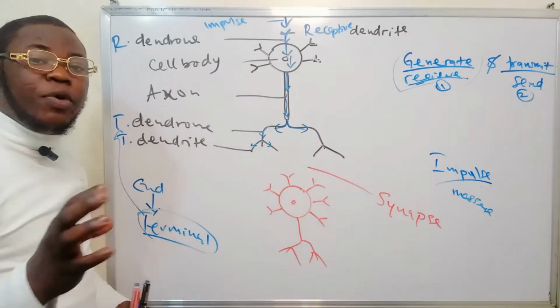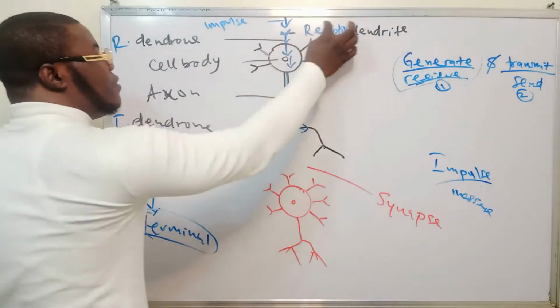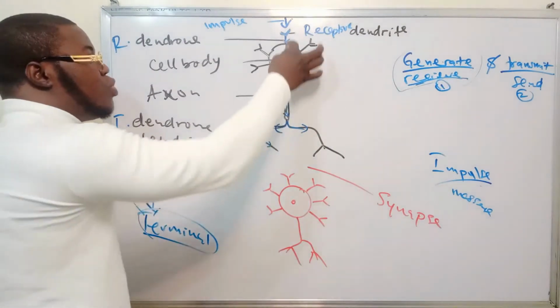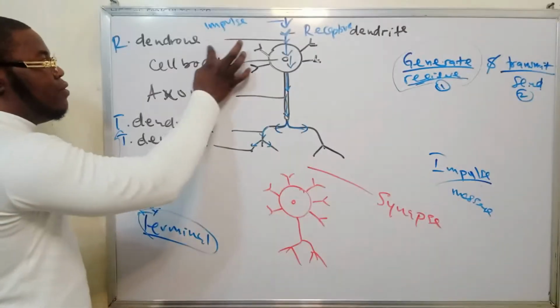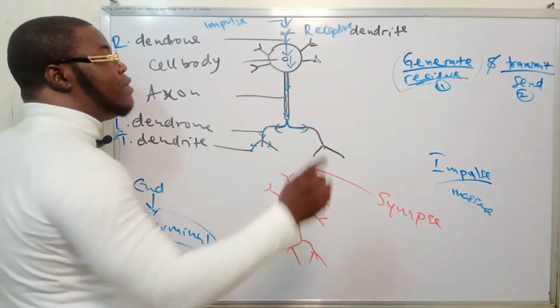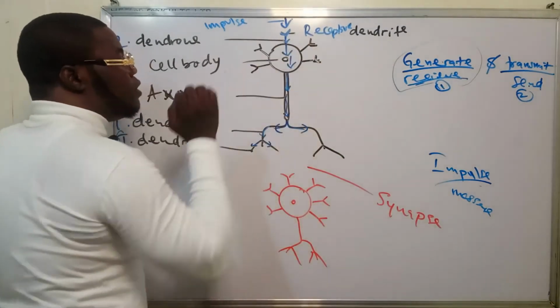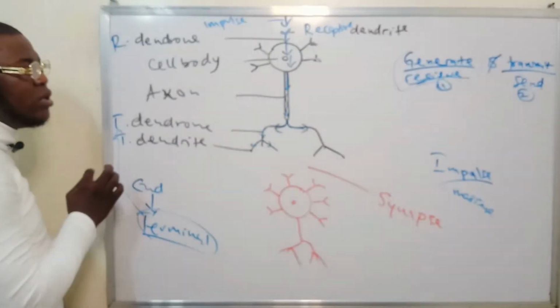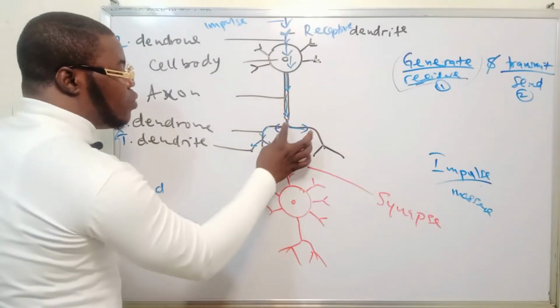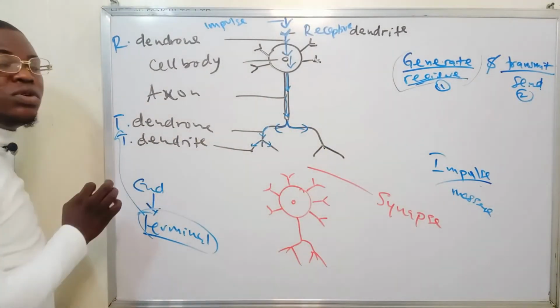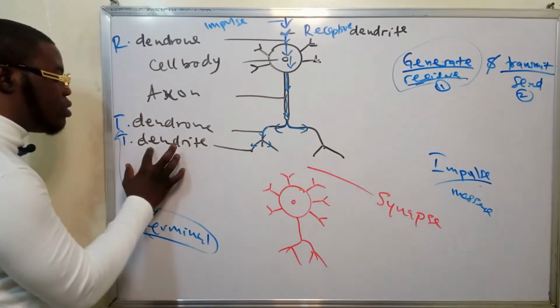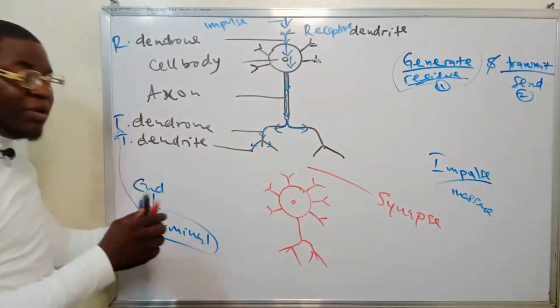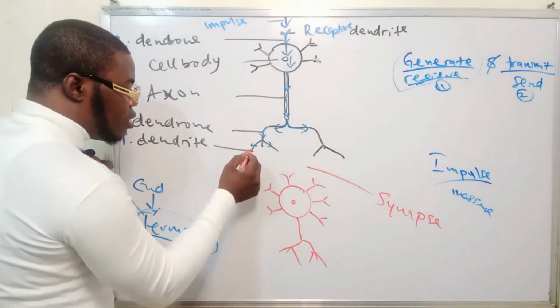The movement of impulse in the neuron starts from the receptive dendrites. The impulse will go down into the receptive dendron, and from the receptive dendron into the cell body. From the cell body, the impulse will go down into the axon, and from the axon into the terminal dendron. From the terminal dendron, it goes down into the terminal dendrite. But after then, it's going to enter some kind of knob.